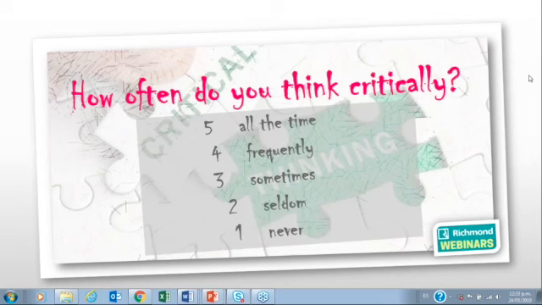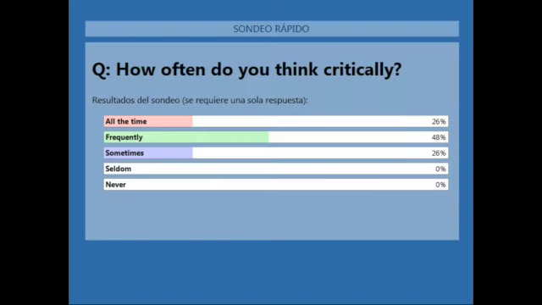Okay, we have 40%, 50% now. Wow, we went up fast. 60% now. Okay, we have 70 now. Let's close the poll right here. And these are the results. You can see them right there, yes?